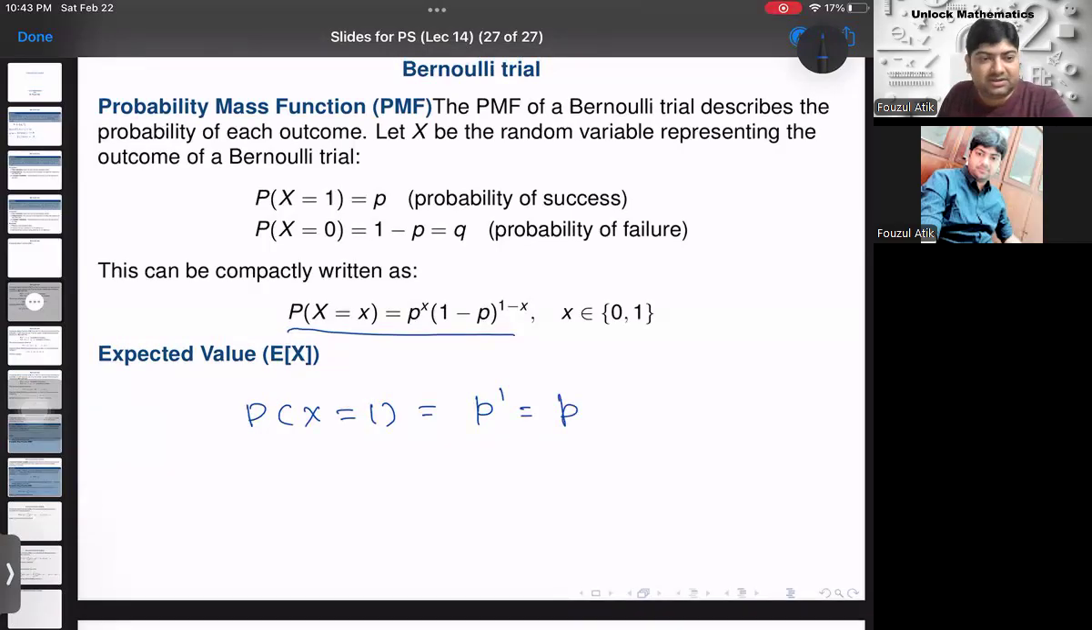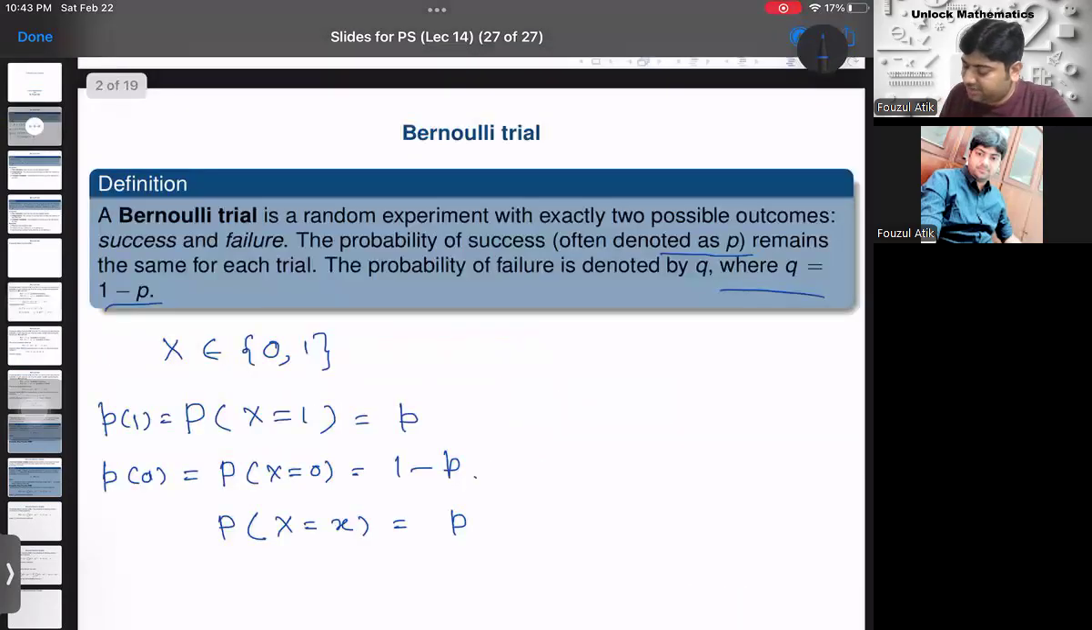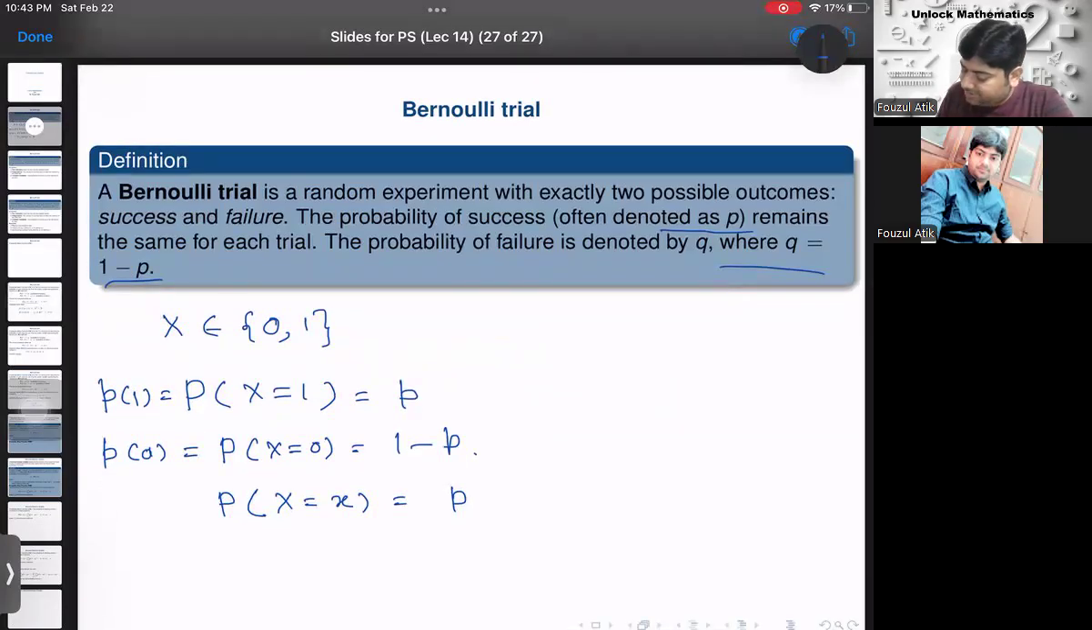So whatever we have written, we can together write as a probability mass function. Similarly, P of X equal to 0 will give small p to the power 0 into (1 minus p) whole to the power 1 minus 0, which gives you 1 minus p. Right? So both the things together we can write as P of X equal to x is equal to p to the power x into (1 minus p) whole to the power 1 minus x, where x is equal to 0, 1. Correct? So this is the probability mass function of Bernoulli trial.